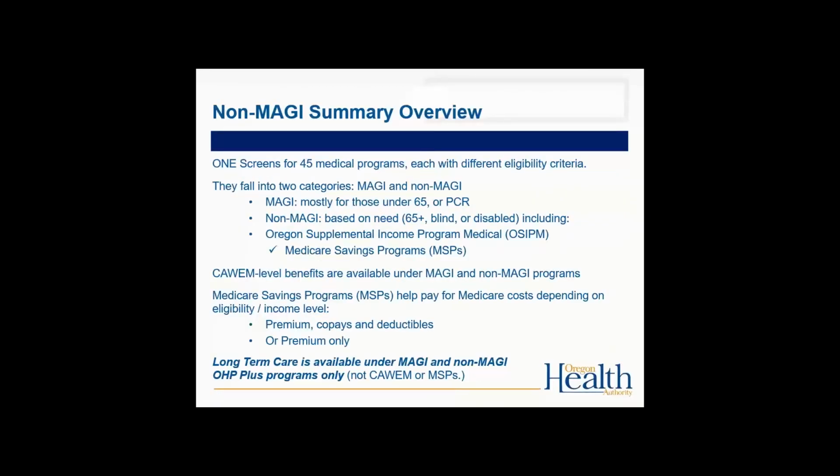Just to make sure we're all on the same page, I'm going to go through a very quick MAGI and non-MAGI summary overview. As you may remember from last webinar, the One system, also called the upgraded One system, screens for 45 different medical programs, and each one has different eligibility criteria. It's a very complex system and a very complex algorithm. To simplify it, those programs fall into two categories: MAGI, which stands for Modified Adjusted Gross Income, and non-MAGI, and that speaks to how eligibility is determined financially.